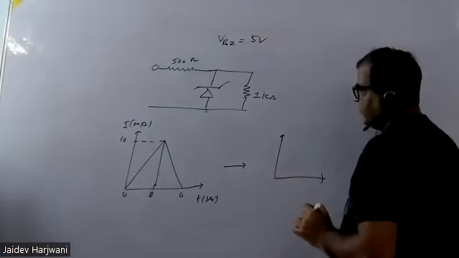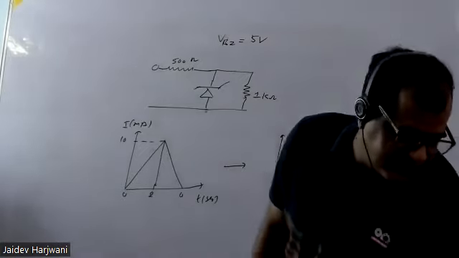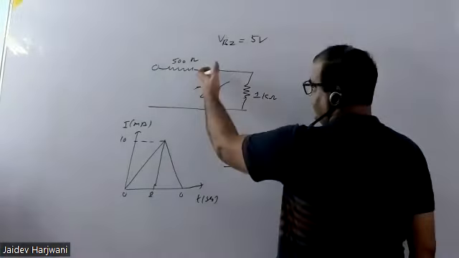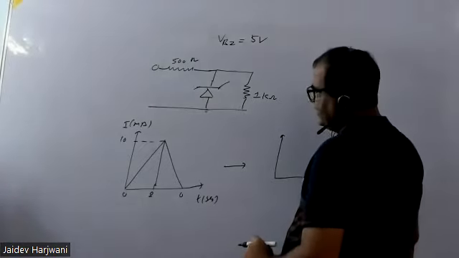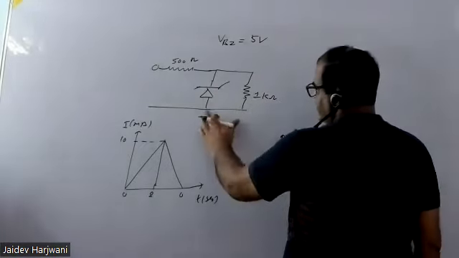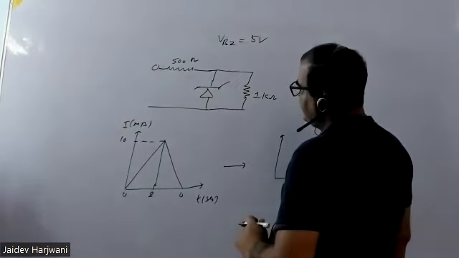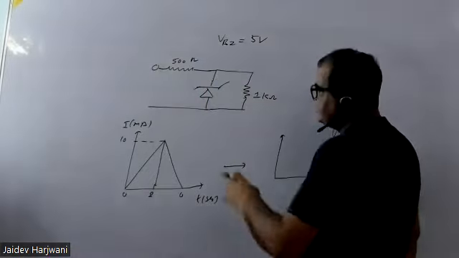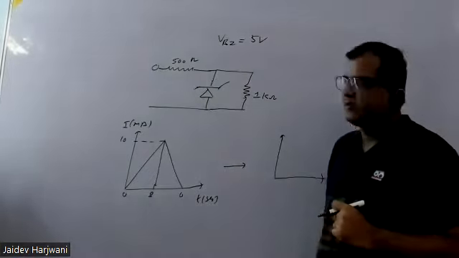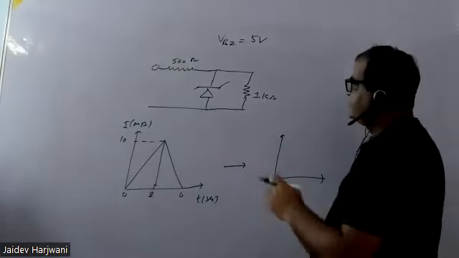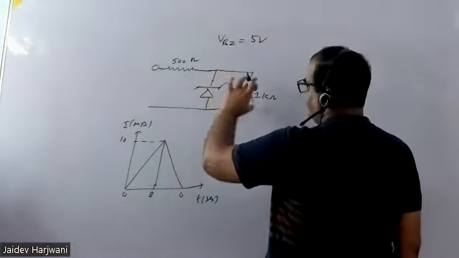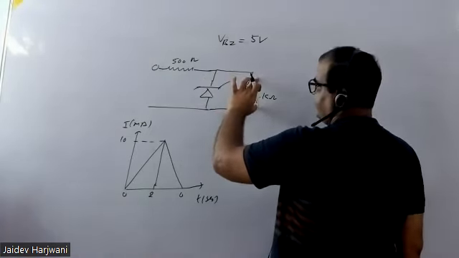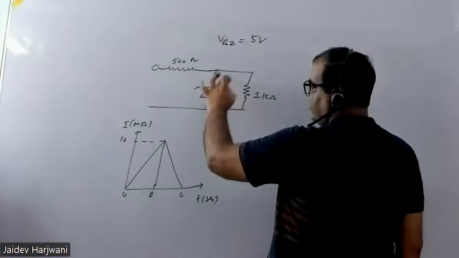So what is the current profile across the Zener diode? Are you getting my question? Obviously current will be flowing across the Zener diode also at some time. The breakdown voltage for the Zener diode is 5 volt, so it requires at least 5 volt. If the voltage across this is less than 5 volt, then it will be open and zero current will be flowing. This voltage will become 5 volt when the current is 5 milliampere. Before that, the Zener diode will not turn on.